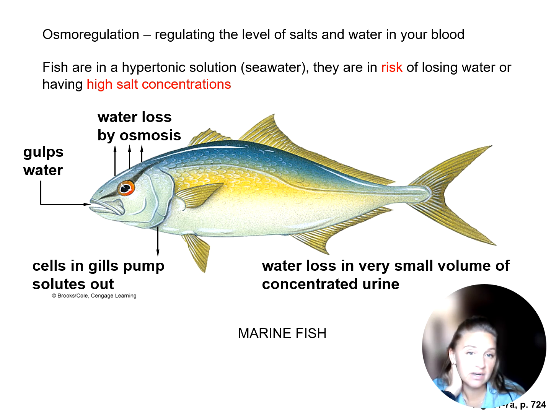Some species can also have what's called osmoregulation. So this is regulating the level of salt and water in your blood. Fish are in a hypertonic solution, seawater, so the concentration of salt in the seawater is higher than the concentration of the salt in the fish. So they're at risk of losing water or having high salt concentrations. So they have special adaptations for this. Their gills and other systems prevent this.